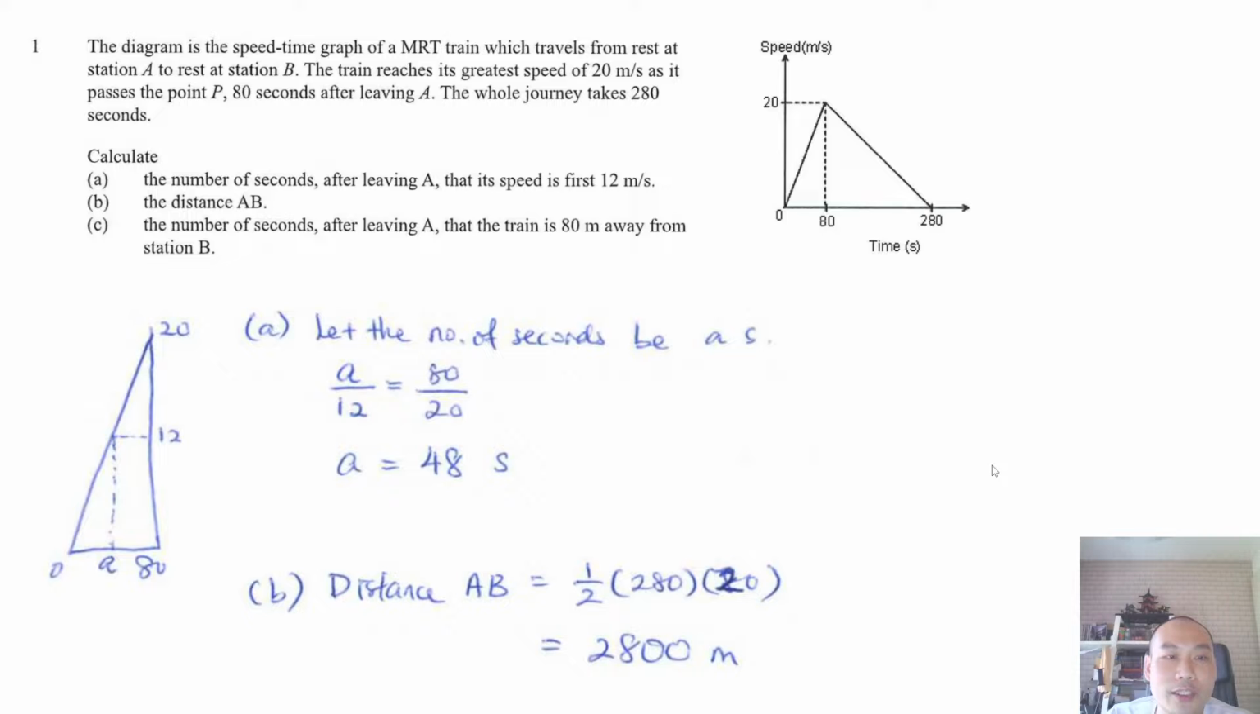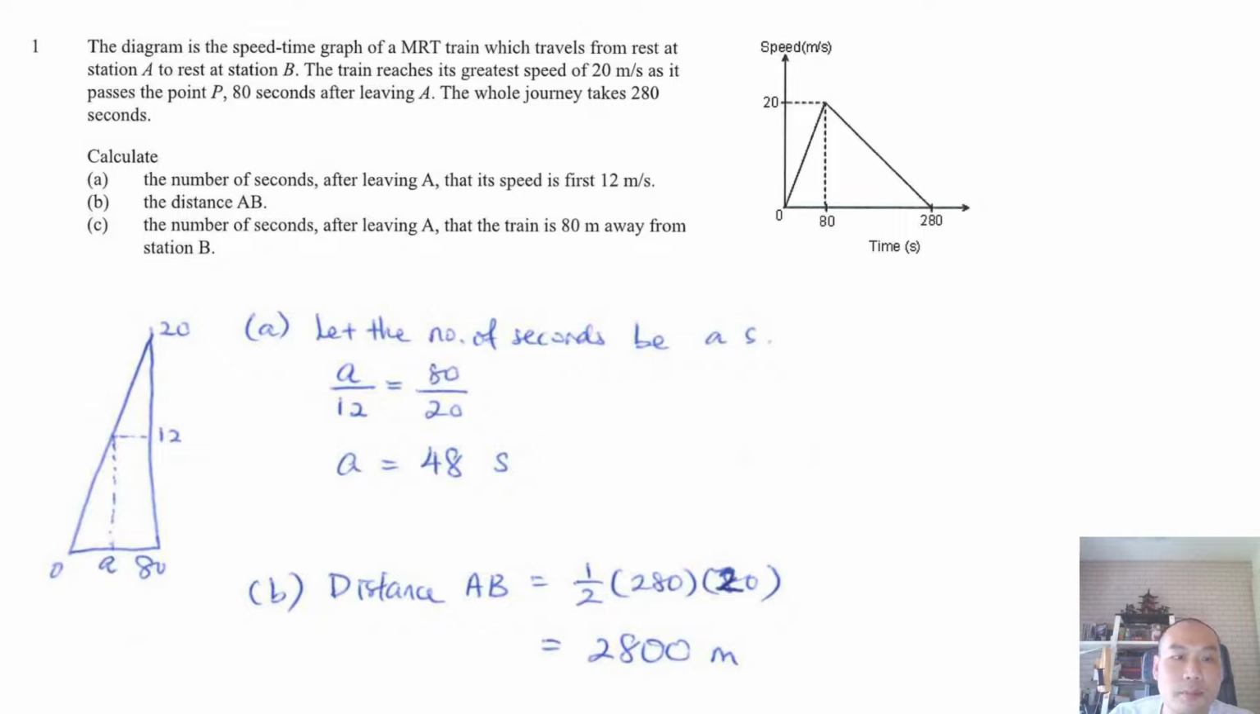Next, we are told to find the distance AB. So the distance AB basically is the area under the triangle. So we just make use of the formula for area of a triangle, half times base times height, and quite easily obtain the value 2,800. Okay, right.